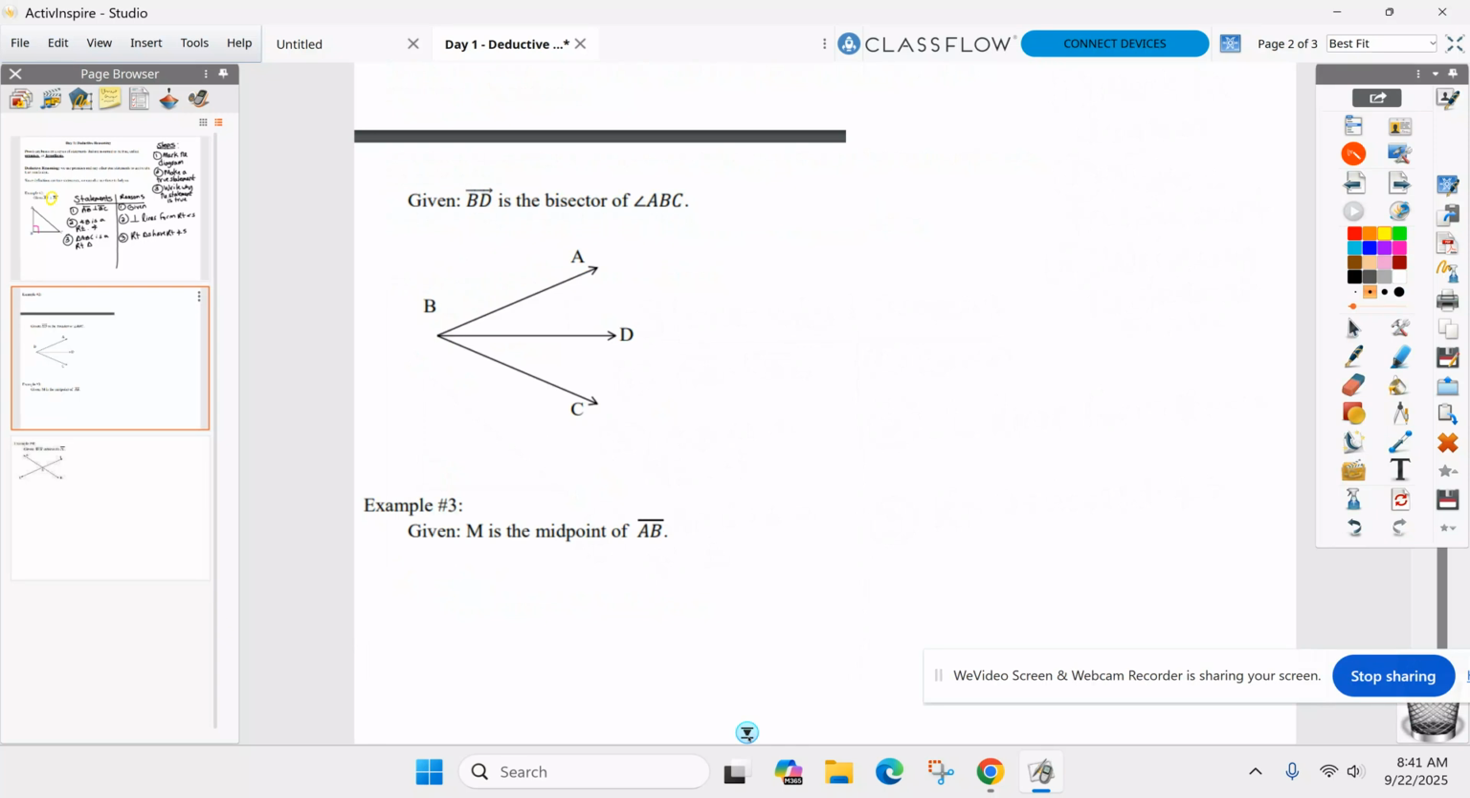Okay, BD is the bisector of angle ABC. Could you mark your diagram with correct markings here? Go ahead if you'd like. If not, okay, we'll get there hopefully. You should be able to mark your diagram with the correct set of markings because you know BD is the bisector and you know what bisector means.